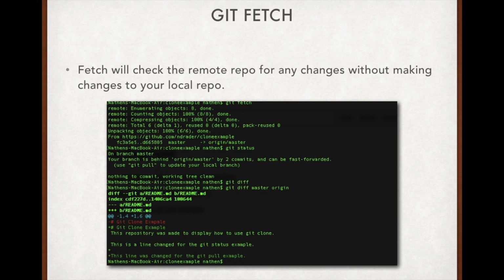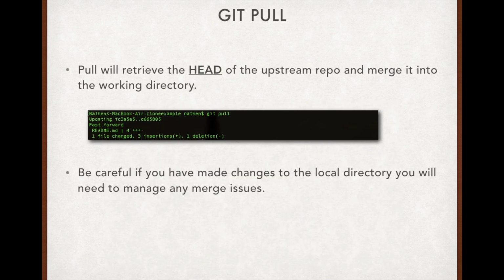Now nothing's changed in the local since the last time it had an update from remote, or remote had an update from it, but the remote changed since, and so the remote needs to send that information to your branch. So you do that with git pull. Git pull is going to retrieve the head of the upstream repo and merge it into the working directory. Be careful if you've made changes on your local directory. You will need to manage any issues.